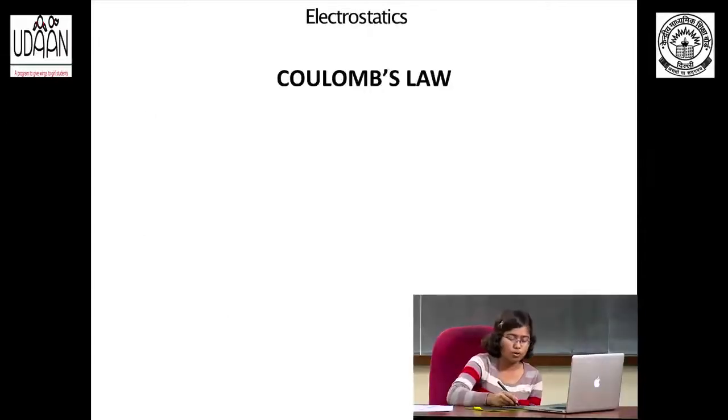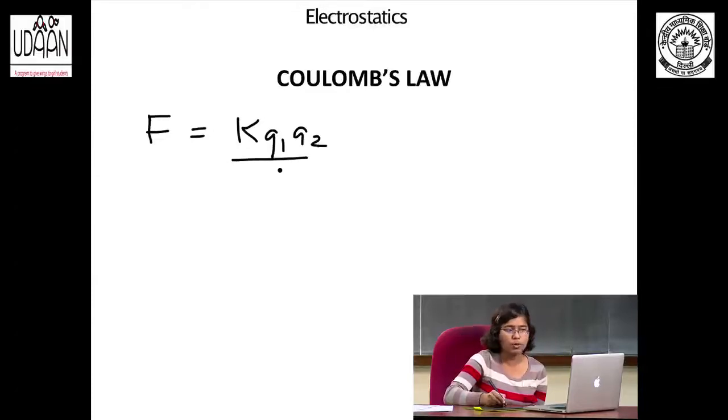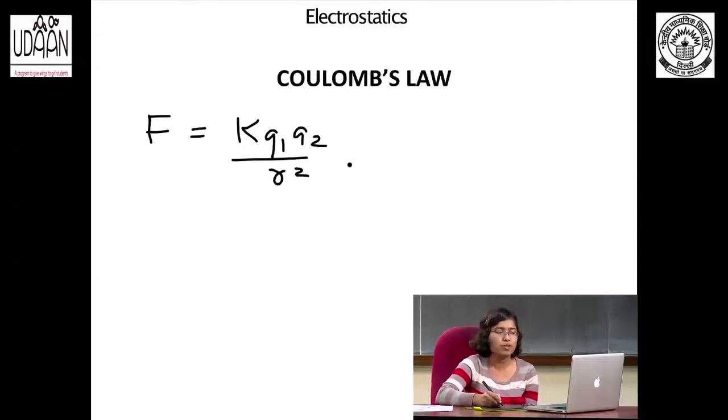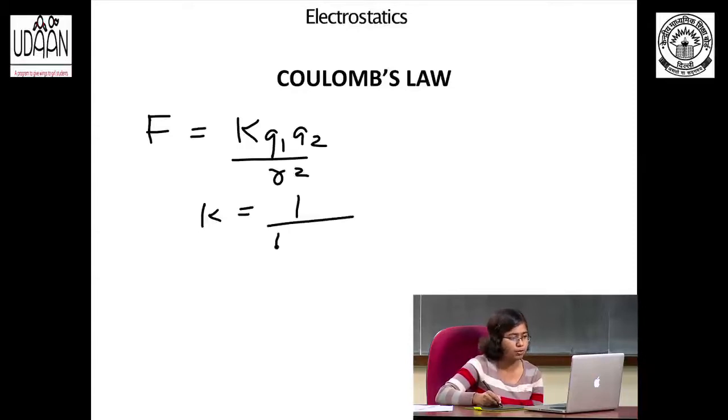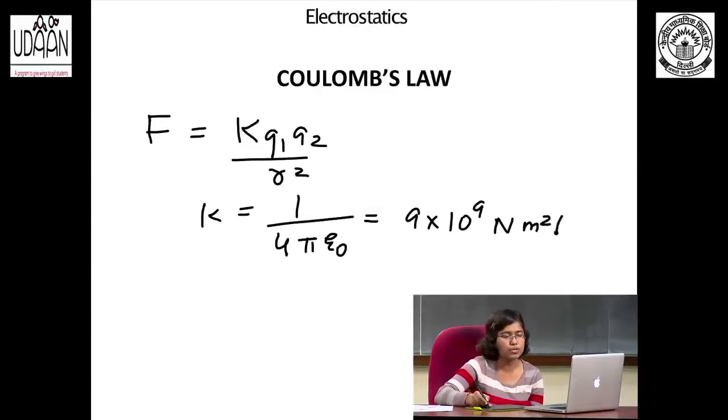Coulomb's law. Coulomb's law states that the force between the two charges is equal to K Q1 Q2 upon R square, where R is the distance between the two charges, Q1 and Q2 are the magnitude of the two charges with the sign. K is equal to 1 upon 4 pi epsilon naught, and its value is equal to 9 into 10 to the power 9 with the proper units, which is Newton meter square by Coulomb square.